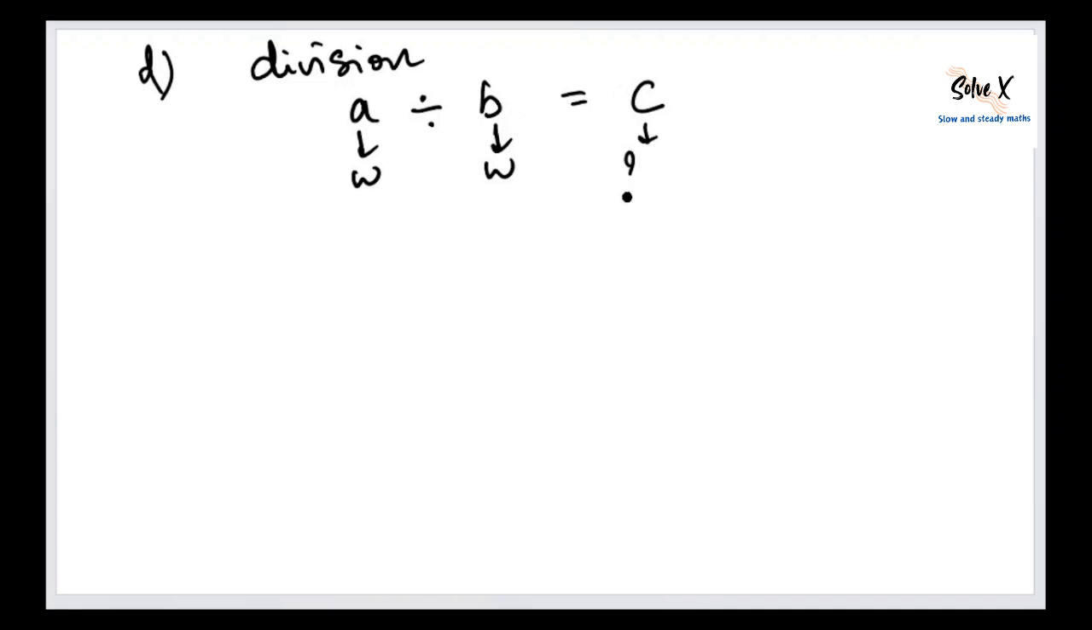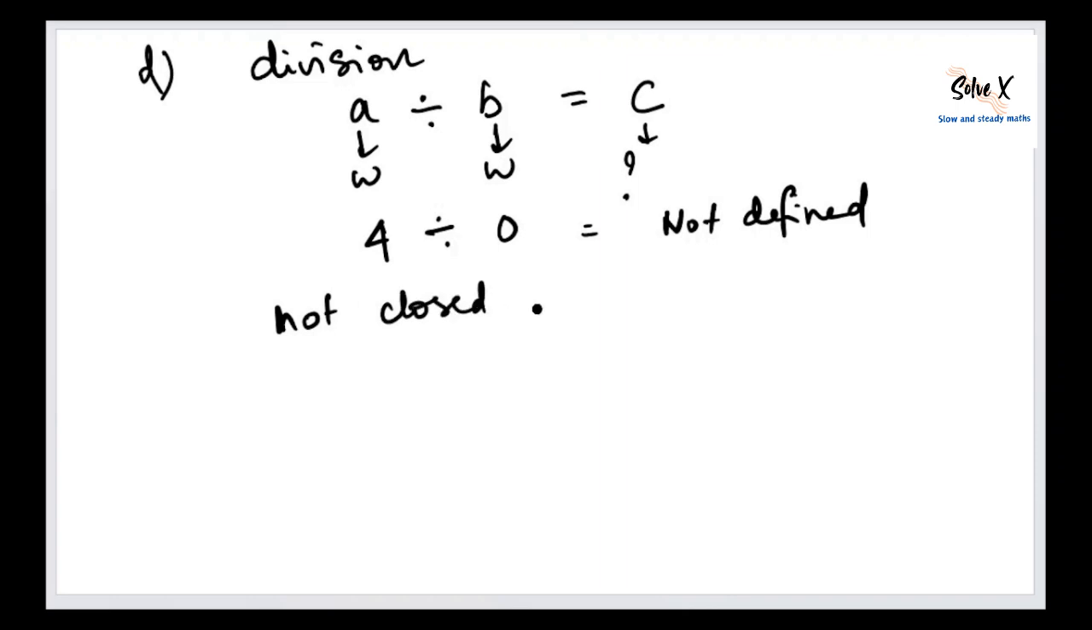Okay. We will check now for division. If A is a whole number and B is also a whole number, A divided by B is equal to C. Is C a whole number? 4 is a whole number, divided by 0 is a whole number. Any number divided by 0 is not defined. So this property is not closed under division.